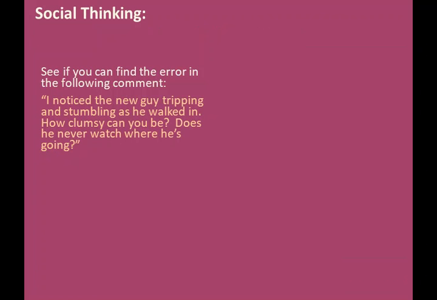So, you can find the error in the following comment. I noticed the new guy tripping and stumbling as he walked in. How clumsy can you be? Does he never watch where he's going? Obviously, that statement made by this individual about some other person's behavior would tend to suggest they think it's the personal characteristics of the individual that causes him to be so clumsy. Not situational factors, but the individual.